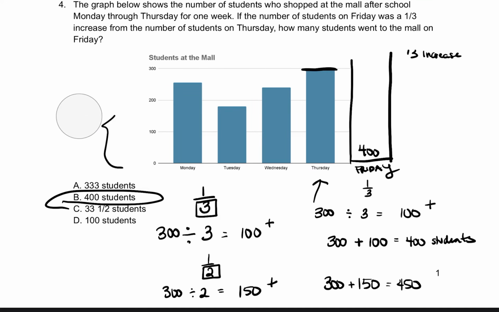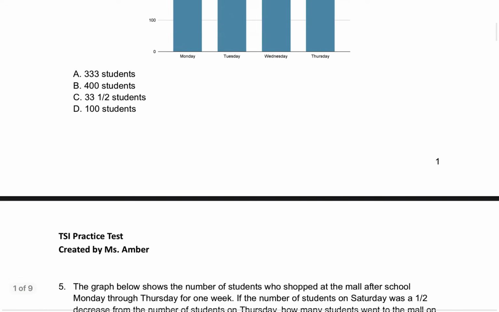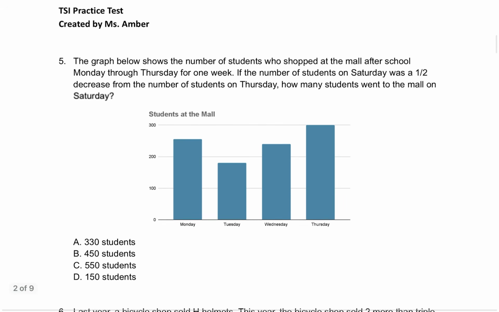I promised you guys that I was only going to share problems 1 through 4, but I'll share problem number 5 just so you can see I made another question that's similar to this, and this talks about a decrease. The graph below shows the number of students who shopped at the mall after school Monday through Thursday for 1 week. If the number of students on Saturday was a 1/2 decrease from the number of students on Thursday, how many students went to the mall on Saturday? So we're skipping Friday, but I'm going to write it there just for whatever reason. And we're going to figure out how many students are there on Saturday.